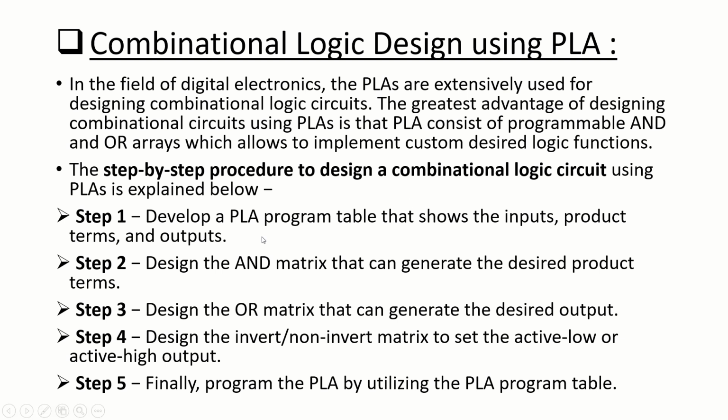First step is to draw a program table which shows the input, product terms and output. Second step is to design the AND matrix that can generate the desired product term. Third step is to design the OR matrix that can generate the desired output. Fourth step is to design the invert or non-invert matrix to set the active low or active high output. And the last step is to finally draw a PLA using the PLA program table.